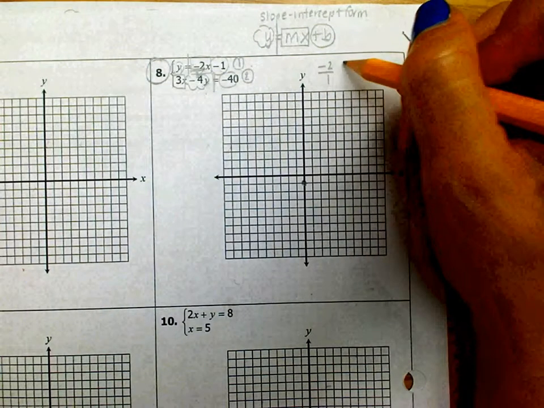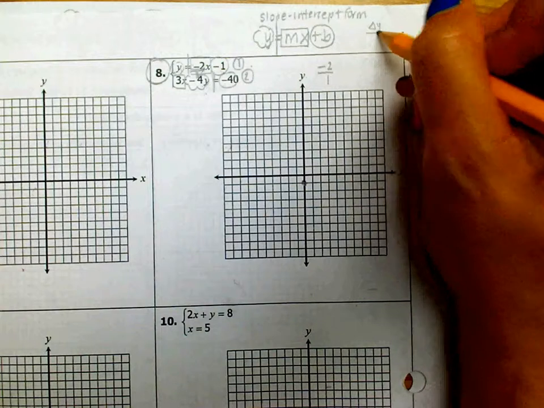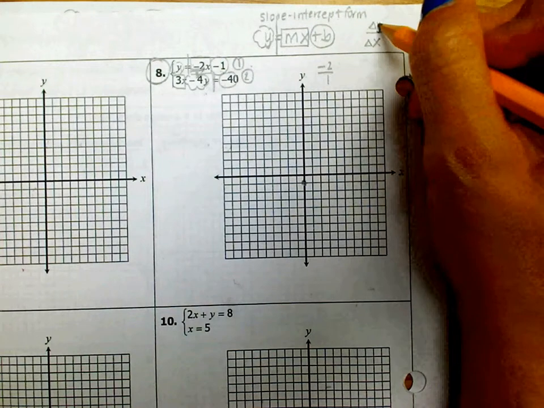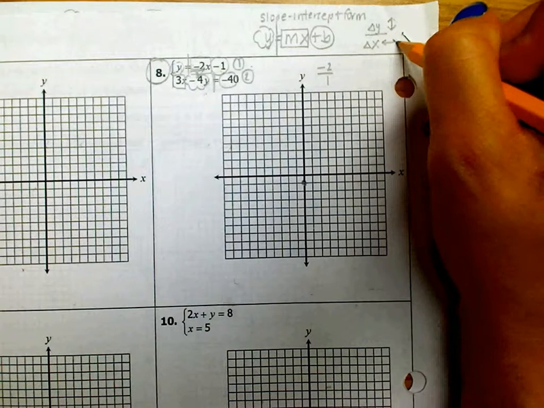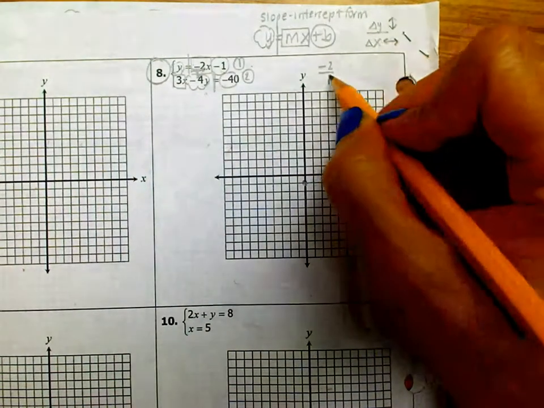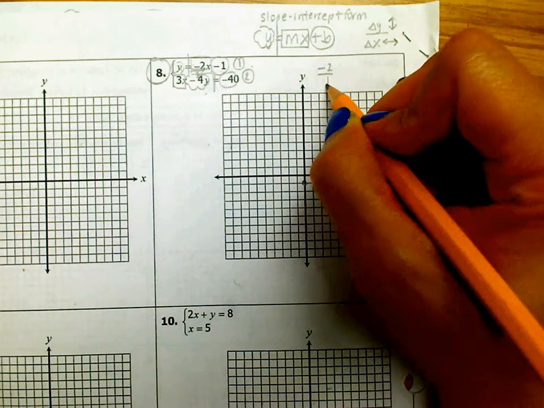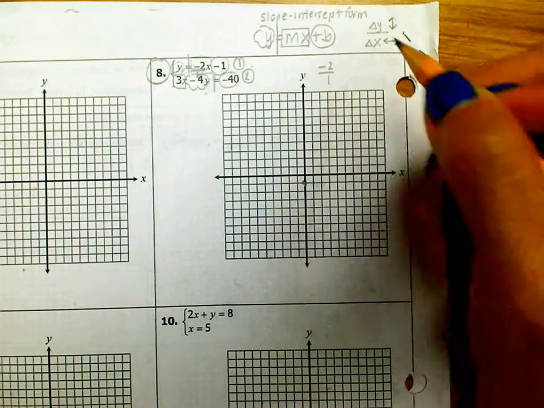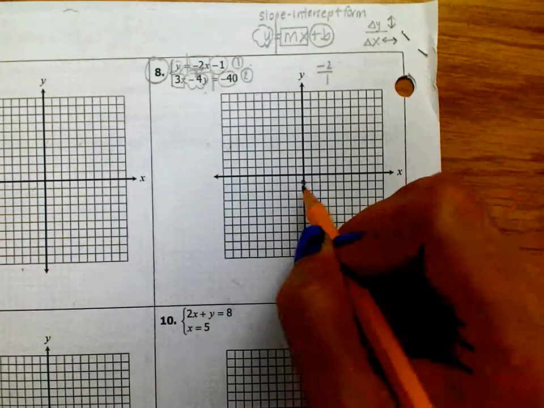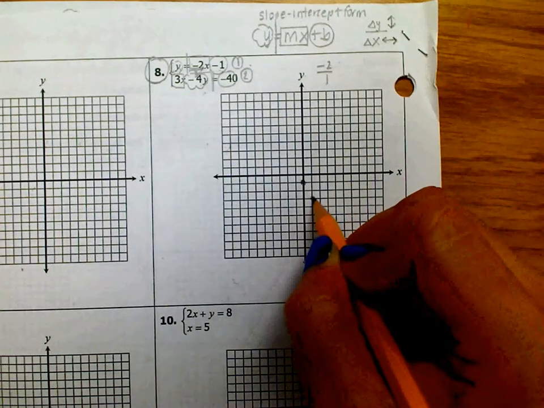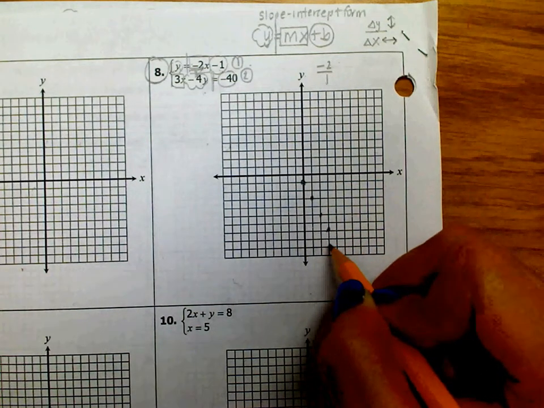And remember, the top number is change in y, the bottom number is change in x. When you think of the y-axis, it can only go up or down. When you think of the x-axis, it can only go left or right. Okay, so if the top number is negative, you're going to go down 2. The bottom number is positive, so it's going right 1. So down 2, right 1, down 2, right 1. So from here, we're going to go down 2, right 1, down 2, right 1. And we're going to keep going until we run out of room.